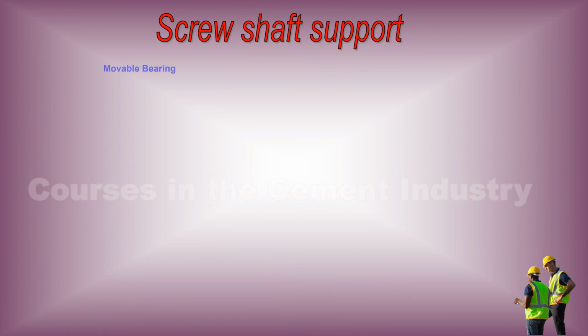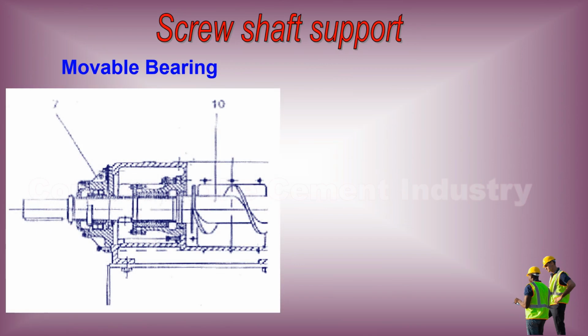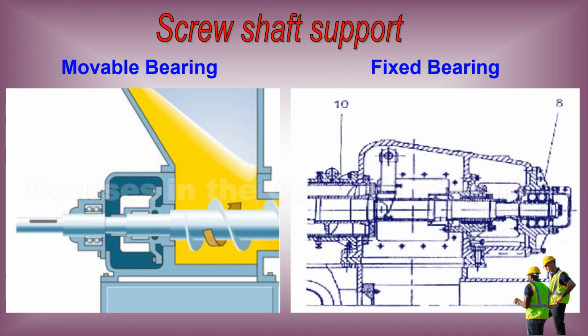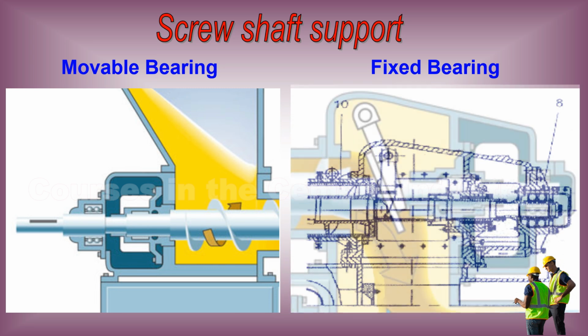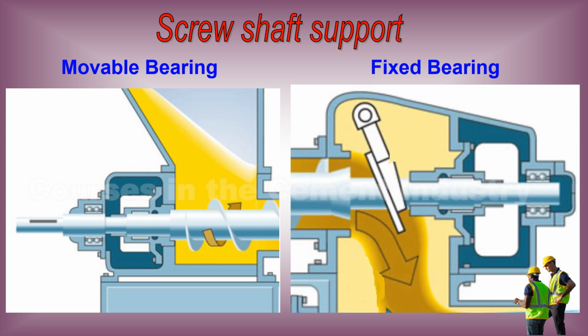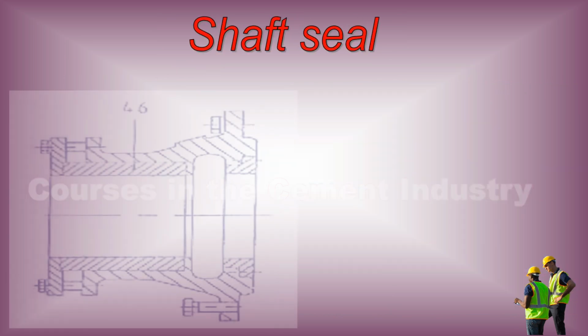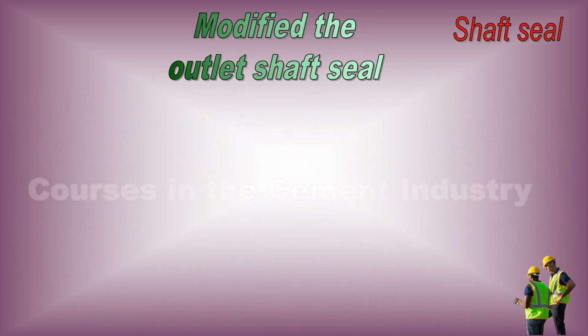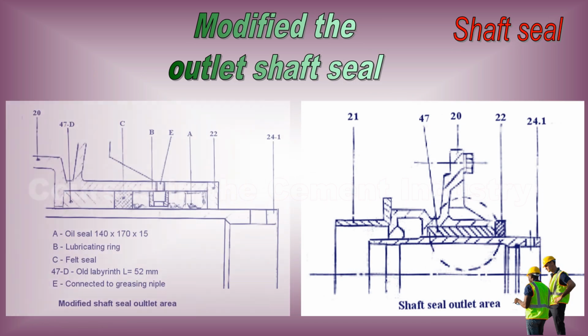1. Screw shaft support. Movable bearing. Fixed bearing. 2. Shaft seal. Inlet area. Outlet area. Shaft seal: the outlet shaft seal was modified due to high consumption of seal rings, and changed to stuffing box type.